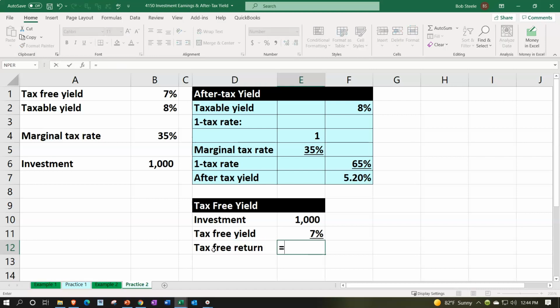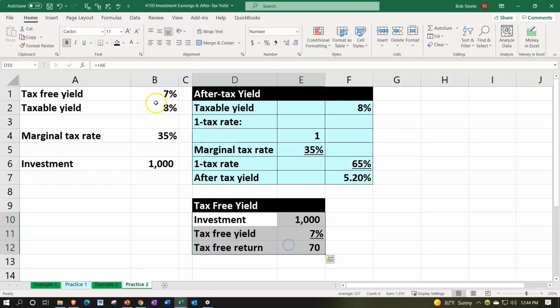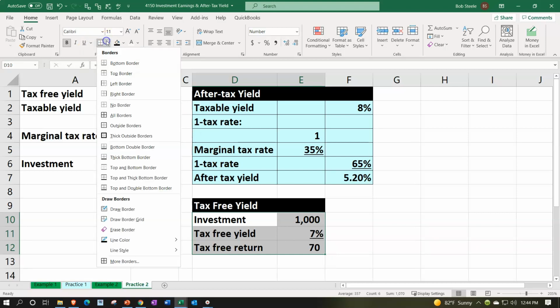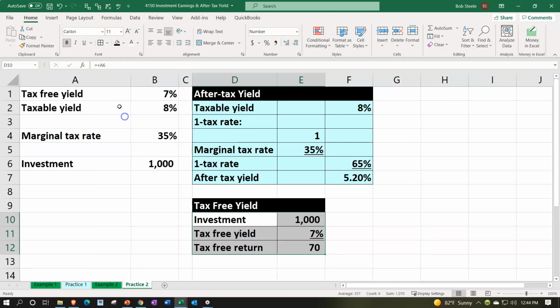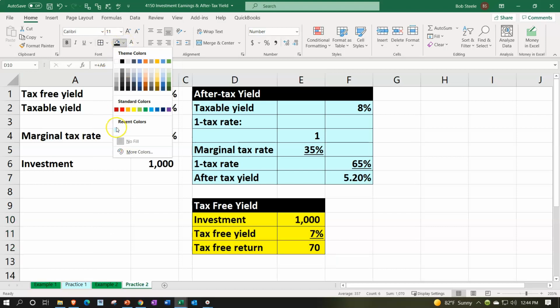We'll call it, this is going to be equal to the 1,000 times the 7, and that is what it is, the 70. Nothing more we need to do. We're just going to go to the font group. Let's go ahead and put some borders around it. Here's the borders, and then we'll do the little blue thing.